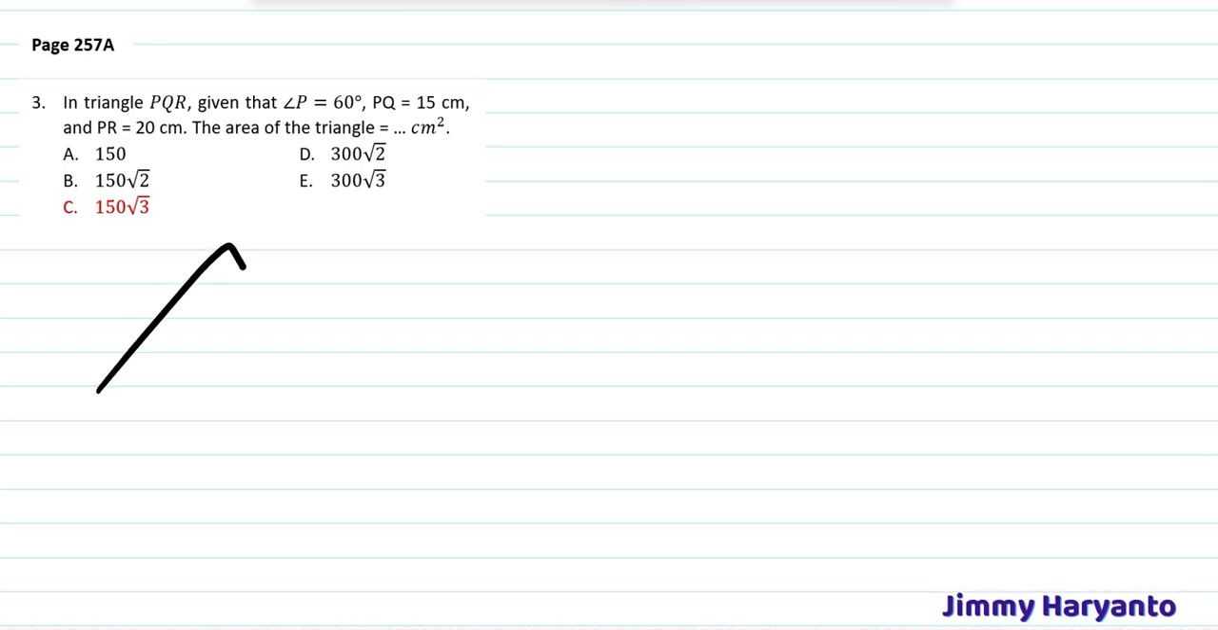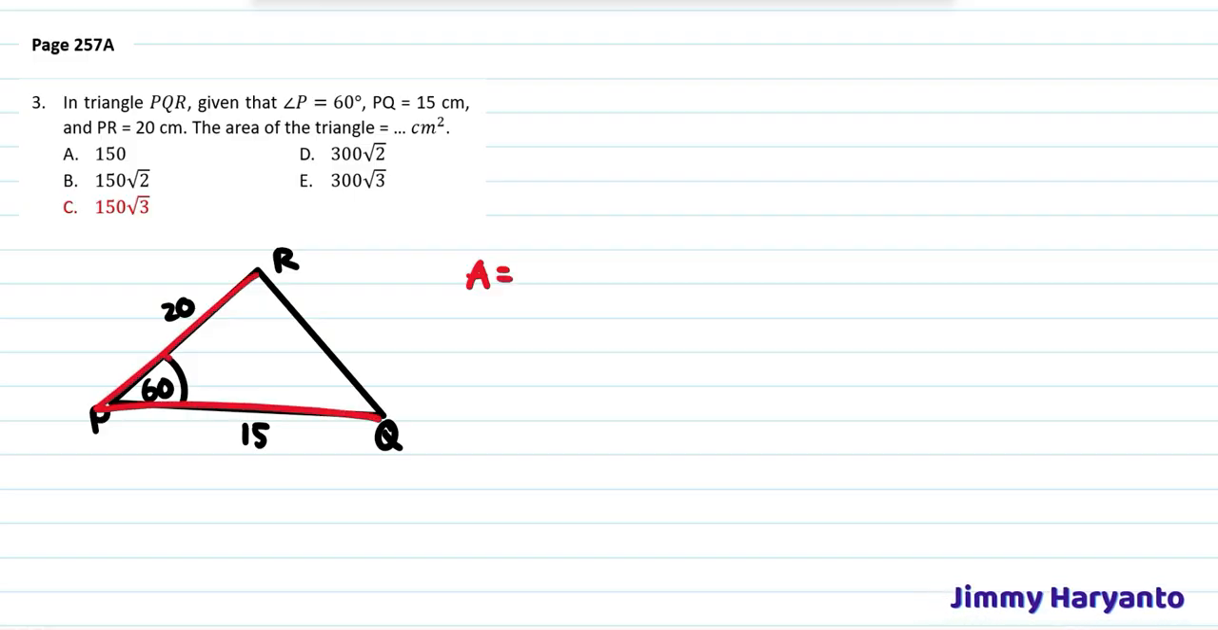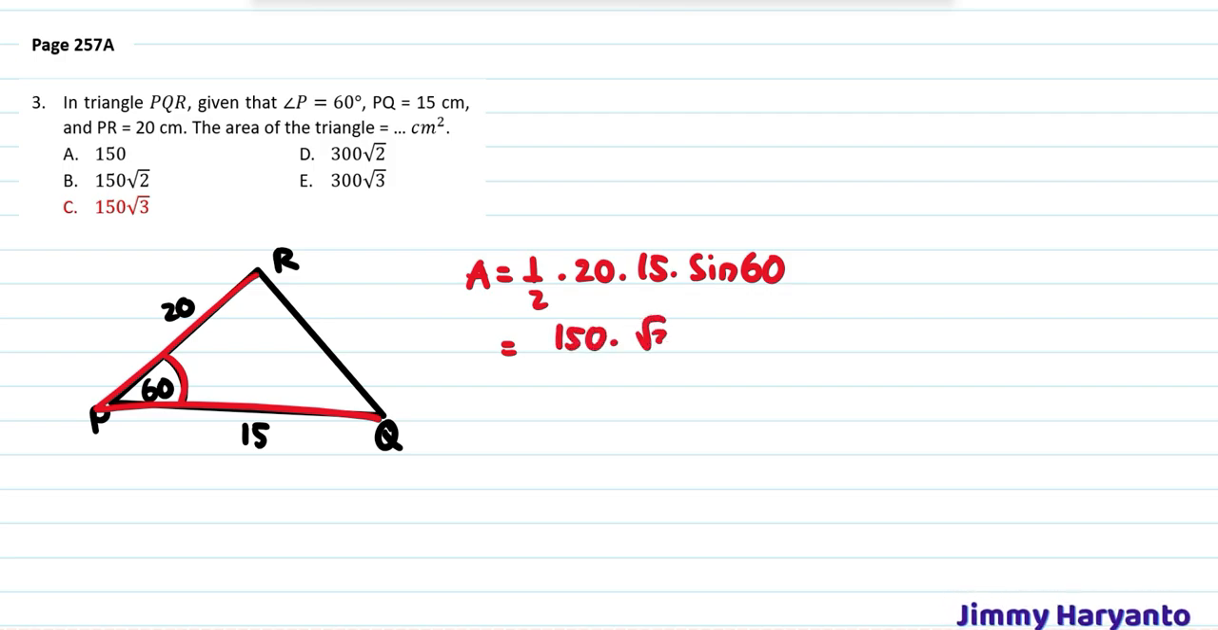Next is question 3. We have triangle PQR. This one is P, this one is Q, and that one is R. Angle P is 60 degrees. Side PQ is 15. PR is 20. Find the area of the triangle. Okay, so the angle already matches with the sides, so we can use the formula directly. Half times A times B times sine C equals to 150 times square root of 3 over 2. That means 75 square root of 3.